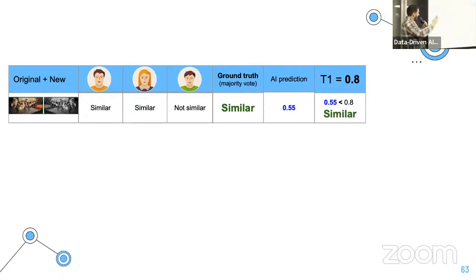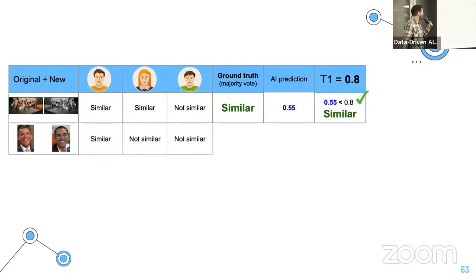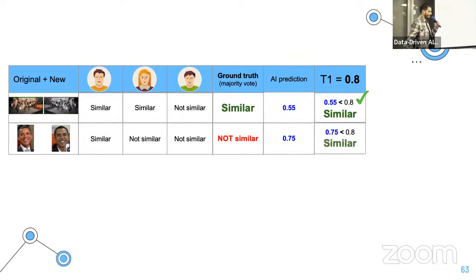So we say similar. Okay, cool, let's choose another pair, the other pair of the two Baracks. Reviewer number one said it's similar. The other two said it's not similar. The ground truth is not similar, right? Very simple. The AI prediction for those pictures is now 0.75. So this is the AI prediction. And if we compare it to the threshold, it is still smaller than 0.8, right? So again, it is still similar. But now the model is not correct because it is different than the ground truth, right? So this is a mistake, as opposed to the first one, which was a good call.